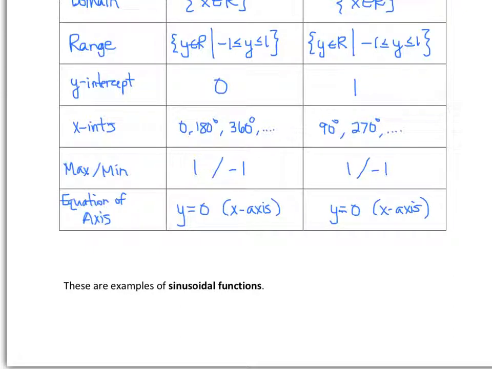Okay, so these graphs are both examples of what we call sinusoidal functions. Okay, they're periodic, but it goes beyond that because of the specific wave-like repeating pattern that we see in these graphs, and they're called sinusoidal functions. And that concludes this lesson.